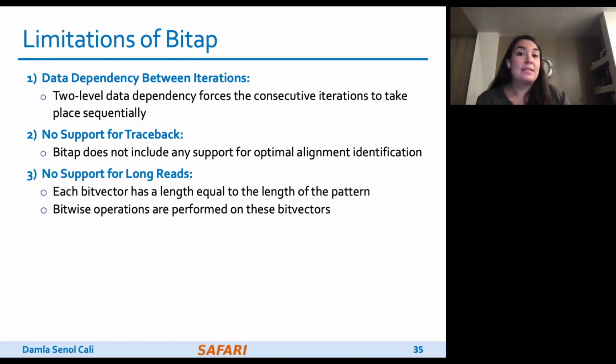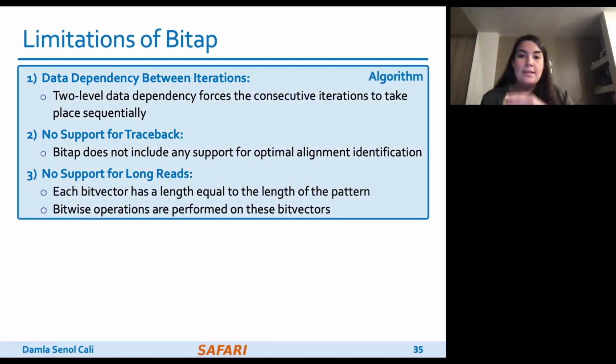So the algorithm does not support long reads whose lengths are on the order of thousands to millions of base pairs. And these are the algorithmic limitations of the BitAP algorithm. Even after we solve these algorithmic limitations, we find that we cannot extract significant performance benefits with algorithmic enhancements alone.